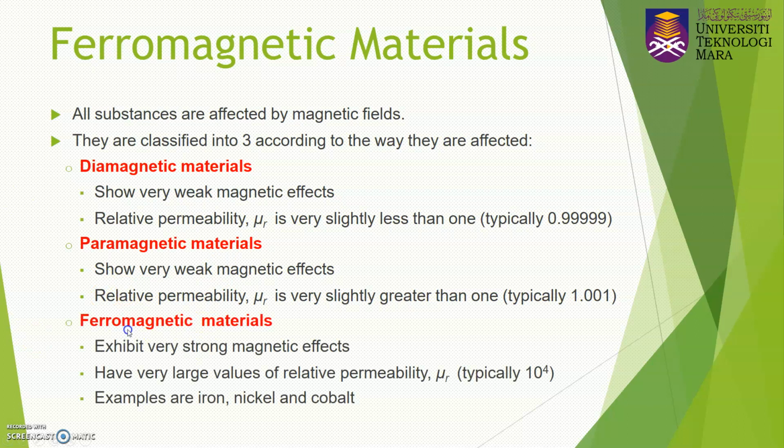And then the last one is the ferromagnetic materials. Different from these two, the ferromagnetic materials exhibit very strong magnetic effects. They have a very large value of relative permeability mu r, typically around 10 to the power of 4. Sometimes it can be 4,000, maybe 2,500. It depends on the material. Later you will see examples of the relative permeability values for ferromagnetic materials. Examples of ferromagnetic material are iron, nickel and cobalt. Alright, so that's all for the topic on ferromagnetic materials.